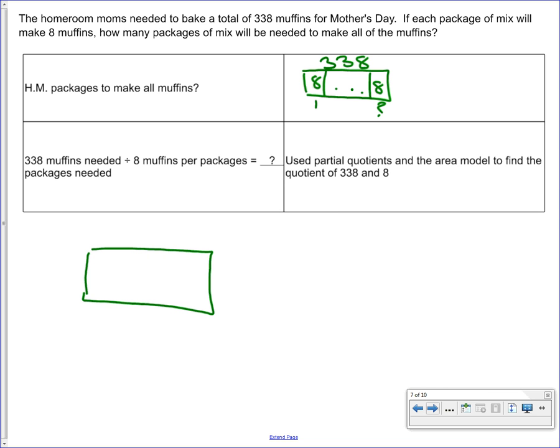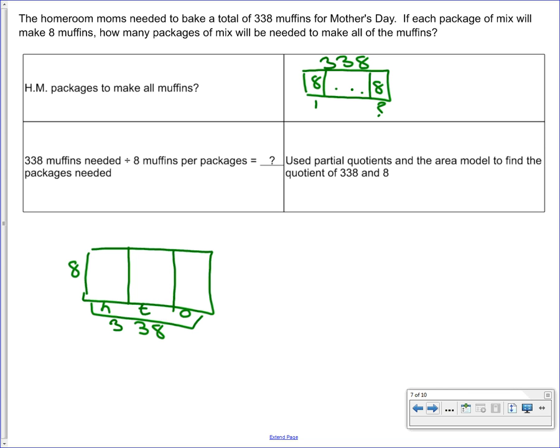First, I'm going to draw my area model. And this entire model is worth 338. And we're going to divide it up into 3 groups here. That's our hundreds, because 300, our tens, and our ones. And we are dividing this by 8.